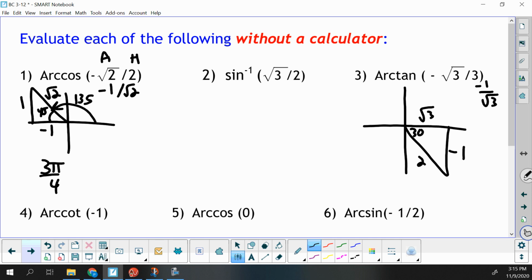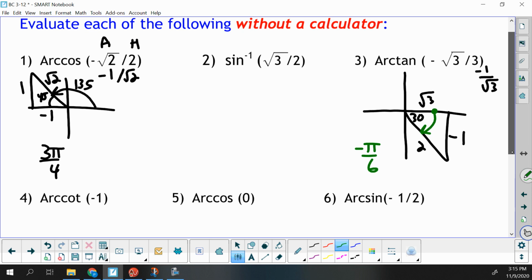Your values you get back when you do an inverse or an arc is always how did you move directly to where you are from 0. And by directly, you're not doing like 3/4 of a circle. So we're going directly there. We went backwards 30, so that's negative pi over 6. In regular sine, cosine, tangent, you sub in an angle, you get back a ratio. So in inverse, you sub in the ratio and get back an angle.